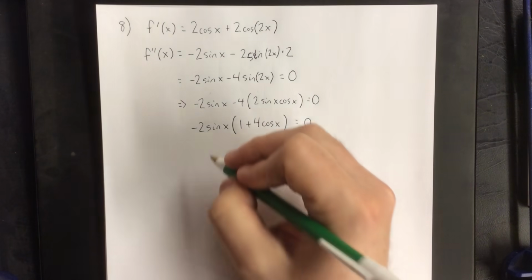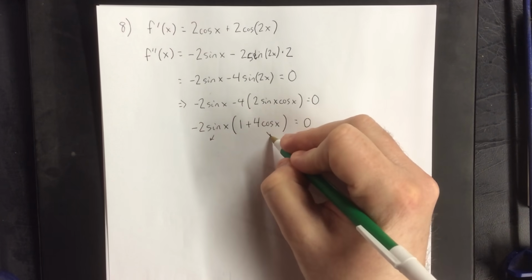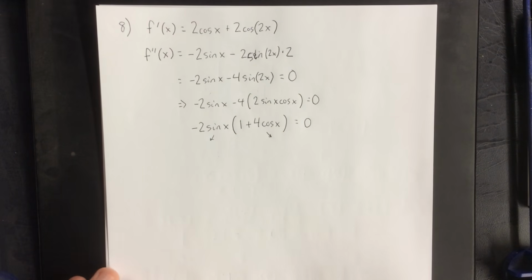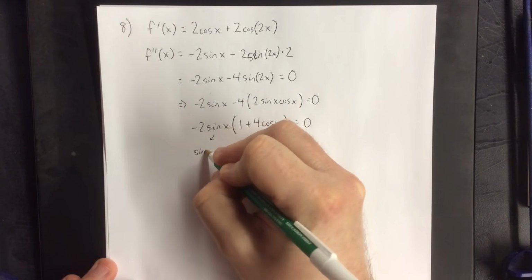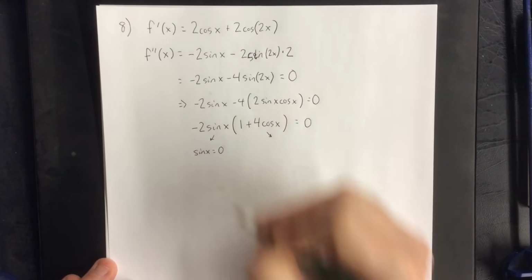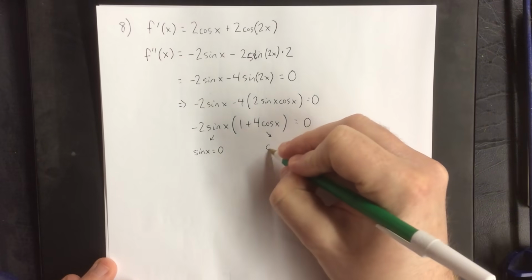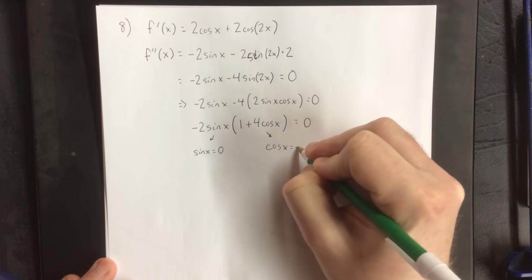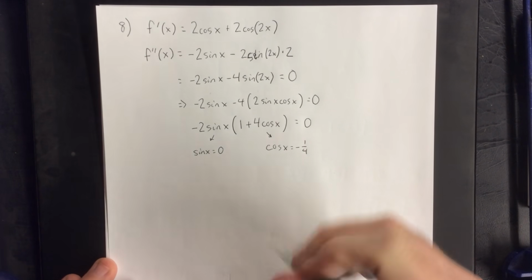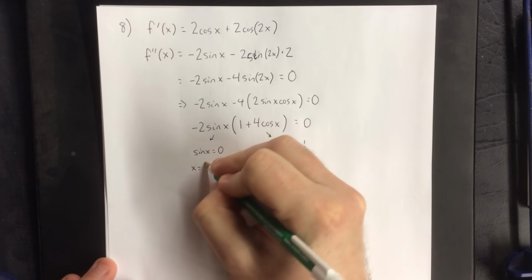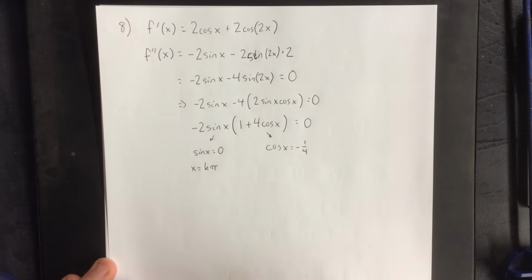Now one of these is going to be a little bit easier to solve than the other one, so we'll just give a visual representation of the other one. So negative 2 sine x, if we set this equal to 0, we're going to get that the sine of x is equal to 0. Whereas this one gives us that the cosine of x is equal to negative 1/4. This I can solve no problem. This will be at any multiple of pi. We'll call it x equals k pi.